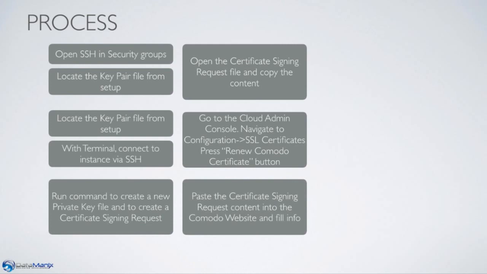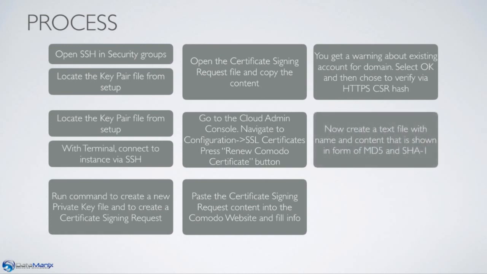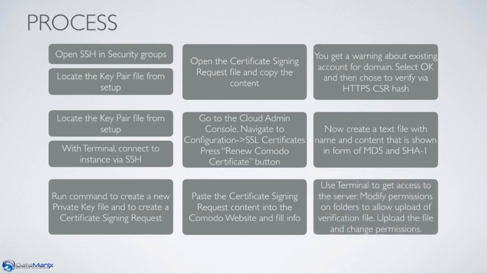Then you paste the certificate signing request content into the Comodo website and fill in the info. Then you get a warning about an existing account for the domain. Select OK and then choose to verify via HTTPS CSR hash. Now you can create a text file with the name and content in the form of an MD5 and a SHA-1, and then use the terminal to get access to the server and modify permissions on folders to upload.